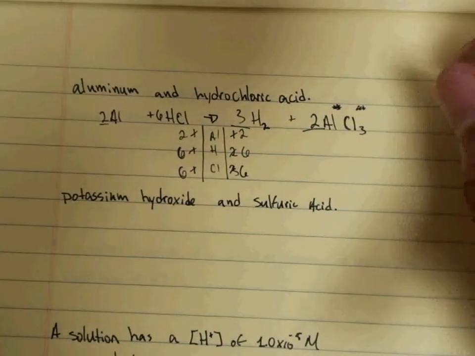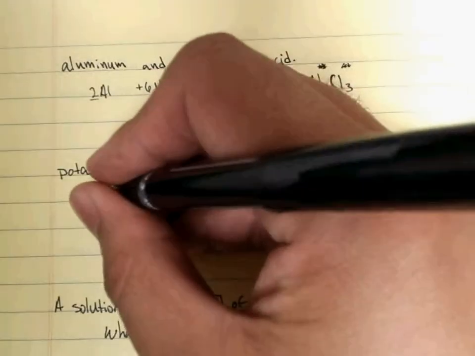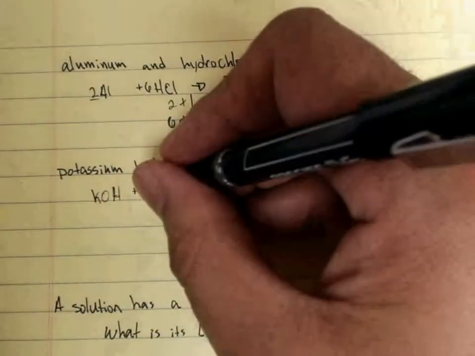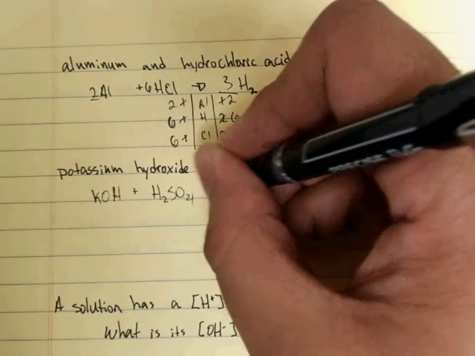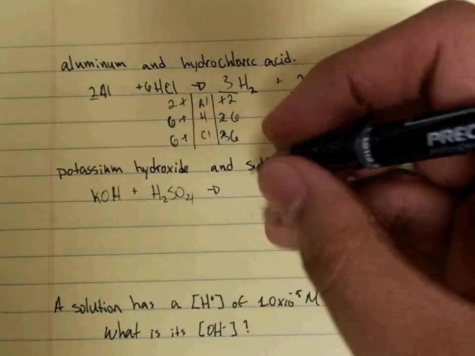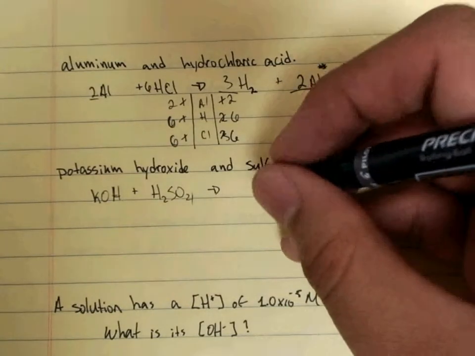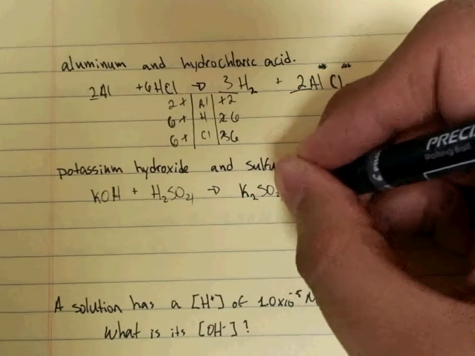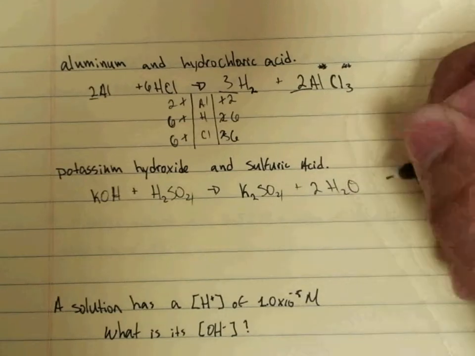The next one is potassium hydroxide and sulfuric acid. So I have potassium hydroxide, which is KOH, and I am adding that to sulfuric acid, my favorite acid, H2SO4, and I am going to make water because I have an acid and a base, and acids and bases make water. I'm also going to make potassium sulfate and 2H2O.